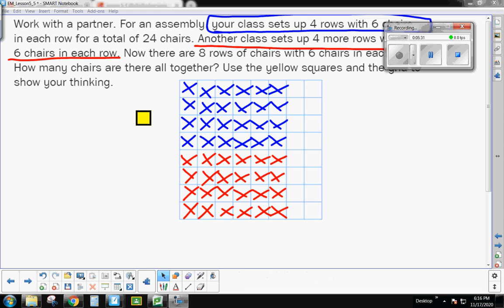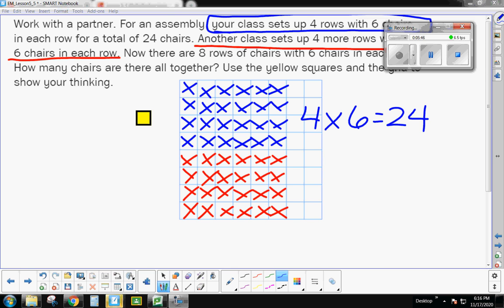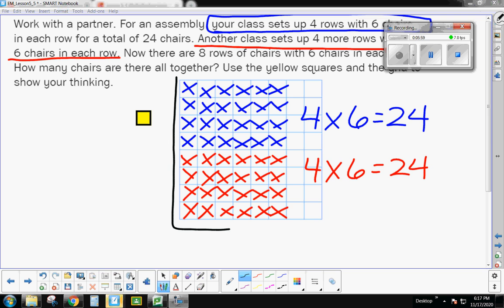Okay, so here's what your array should look like. You should have one array that is 4 by 6, and then another array that is 4 by 6. Now, you know that 4 times 6 equals 24, right? Well, if you know that 4 times 6 is 24, and you do another 4 times 6, that's also going to be 24. So how many chairs are there all together? Well, you know that 24 plus 24, adding those together, is 48.